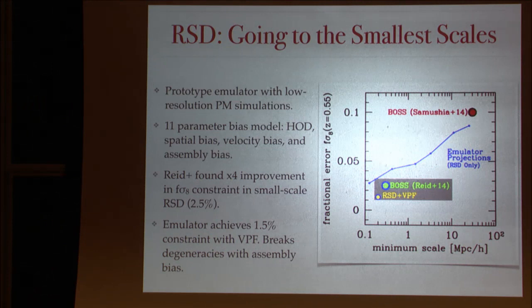Okay, so skipping over lots of details, I built a prototype emulator because I don't have access to a finished product of a bunch of high resolution simulations. I built them with PM, particle mesh, simulations, which don't do very well in terms of getting halo populations, but they scale with the cosmology reasonably well. On top of my cosmological parameter space, I have 11 additional parameters for my bias model, including the HOD, spatial bias of the galaxies within the halos, velocity bias of the galaxies within the halos, and then assembly bias. And of course, this is really the crux of it all.